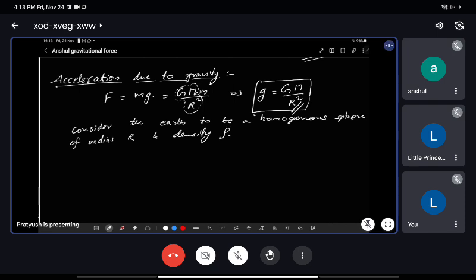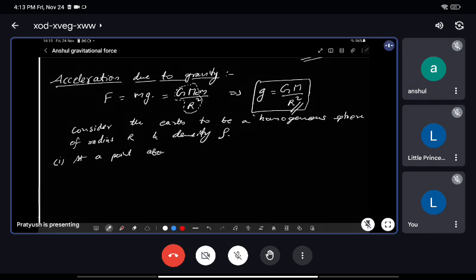and density rho. First case, at a point above Earth's surface. Okay. Now let us imagine that this is our Earth and this is our point P. On this point P, we need to find out the force of gravitation. This point P is at a distance r. Therefore, what will be the gravitational force? Gravitational force is a central force, so we will take it from the center.